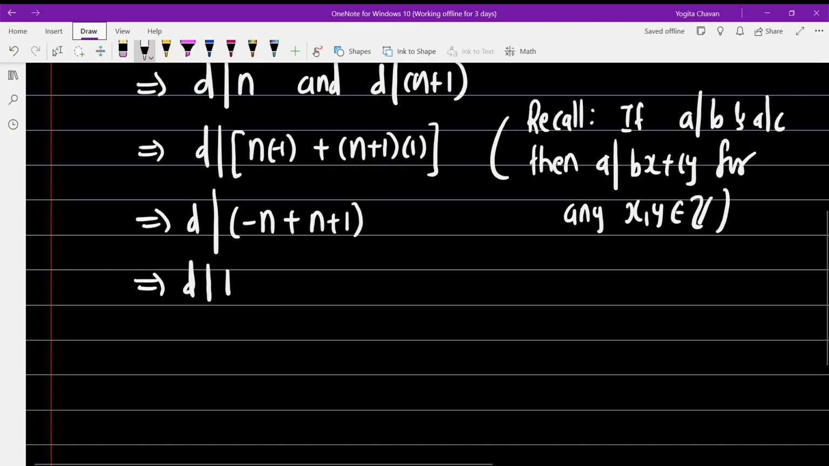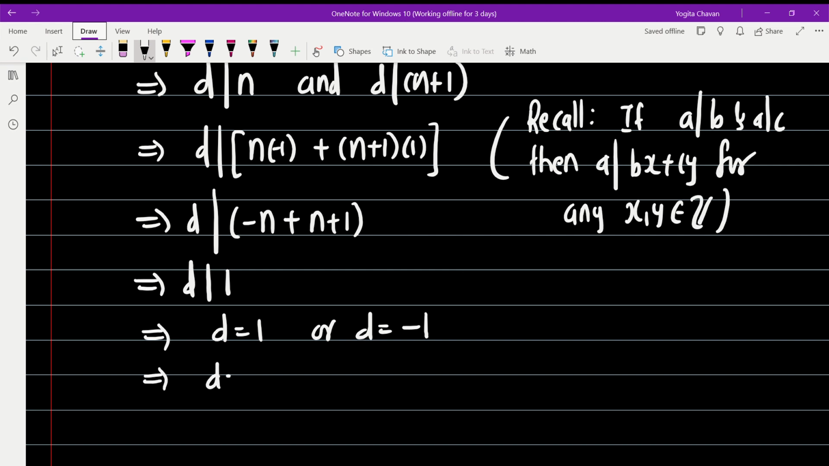Now D divides 1. So what are the divisors of 1? Divisors of 1 are 1 and minus 1. So this implies either D is equal to 1 or D is equal to minus 1. But D is greatest common divisor and D is positive. By definition of GCD, GCD is a positive number. So D is equal to 1.